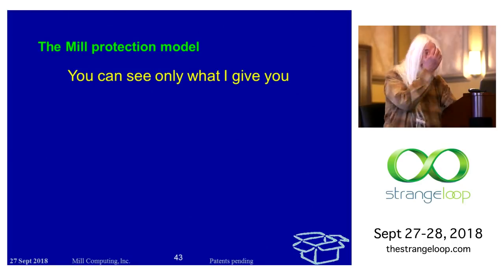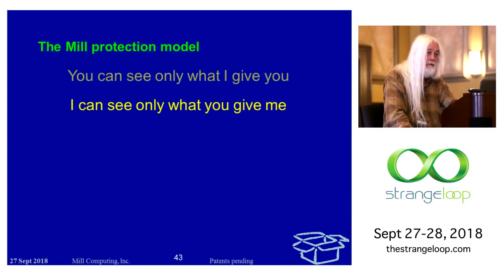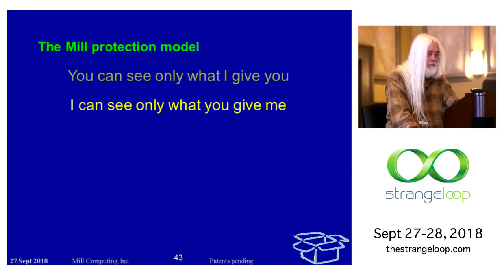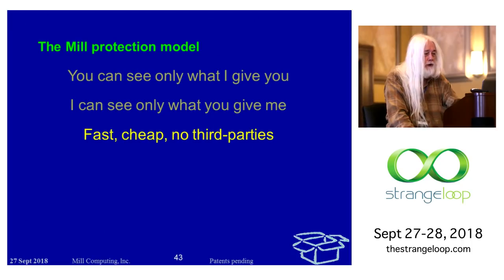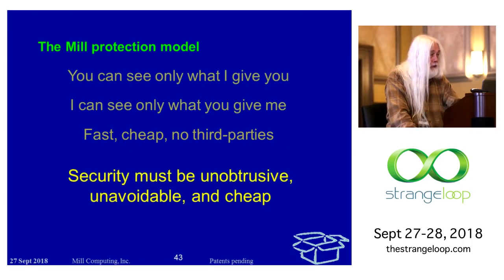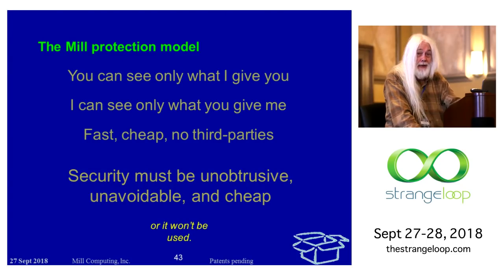So, the Mill protection model: you only see what I give you. I can only see what you give me. The Mill is designed for a microkernel OS. Fast and cheap, no third parties. And the basic principle for security, it must be unobtrusive, unavoidable, and cheap. Or it won't be used. And if you see the alternatives that are being offered to you for improving the security in your laptops, cell phones, servers, they're not unobtrusive, they're not unavoidable, and they're very much not cheap.